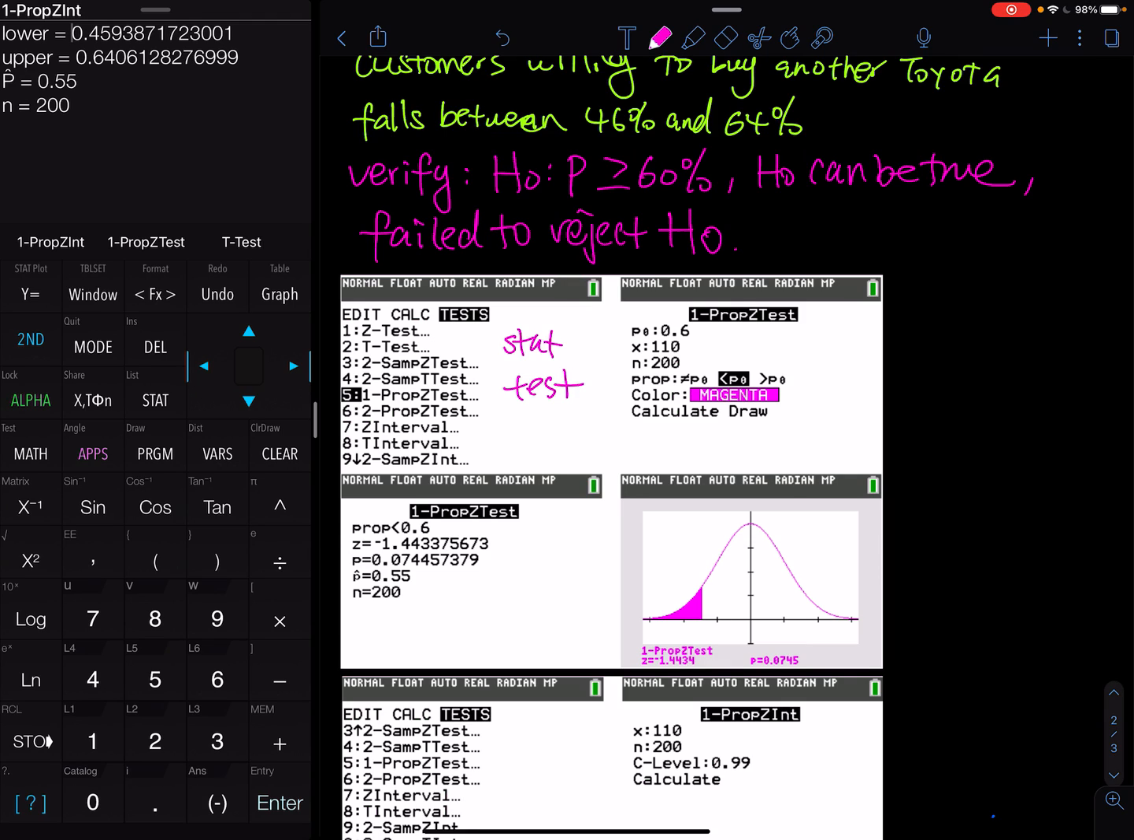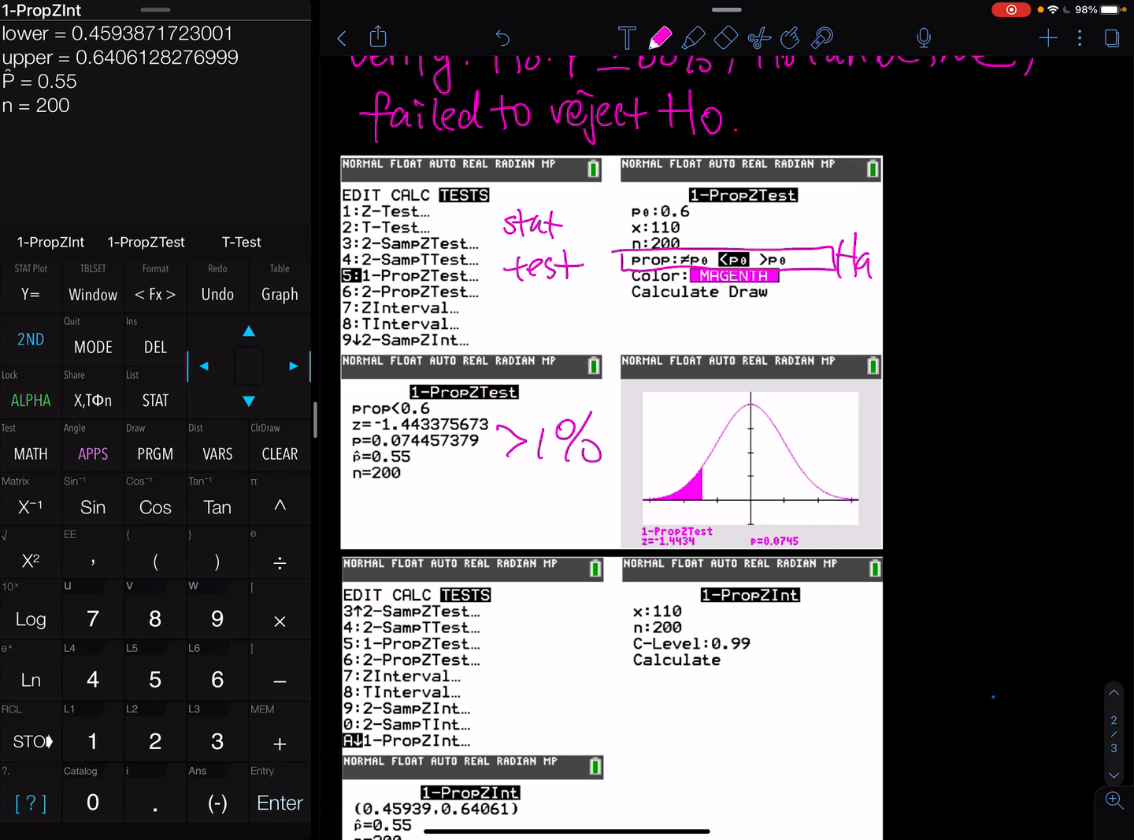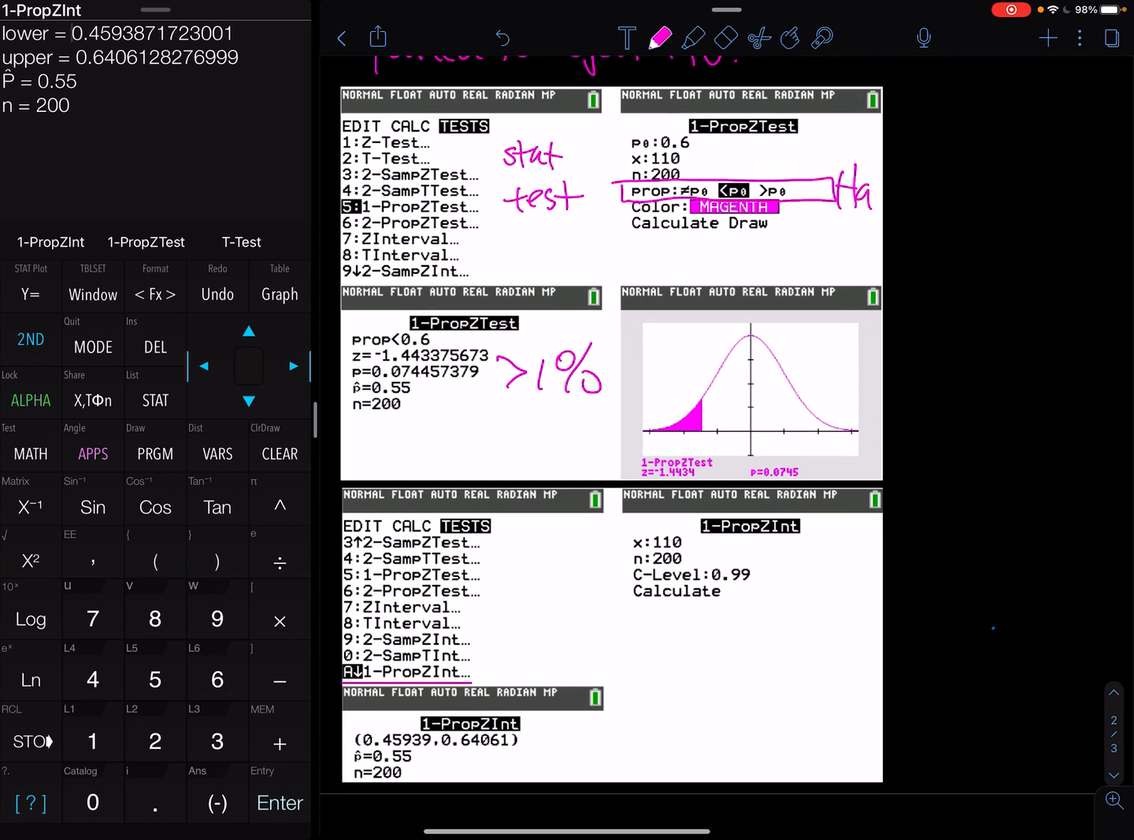The true proportion P naught is 0.6. We have 110 out of 200, and then you select the not equal, the less than is for HA. So this is for HA, and then you calculate, you have the P value that is greater than alpha. And for the confidence interval, you select stat test, and this time you're selecting the 1 proportion z interval, and then you input the x and the n and the c level, you calculate, and then you have the confidence interval.